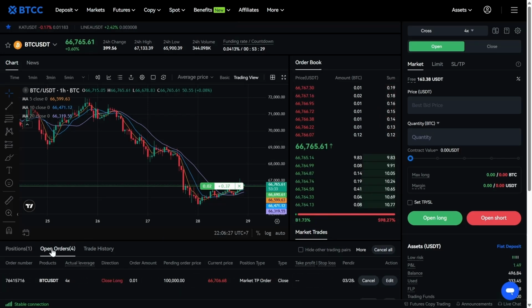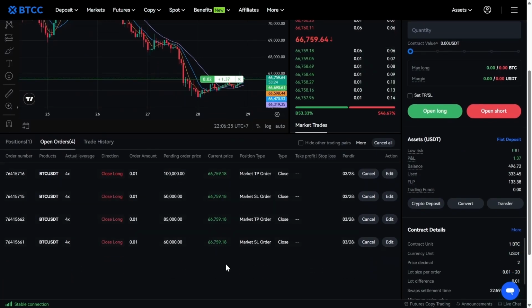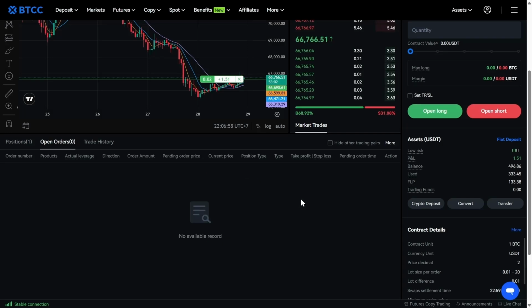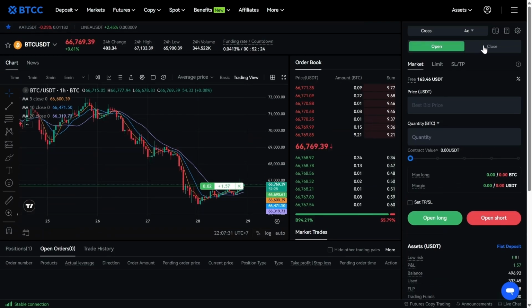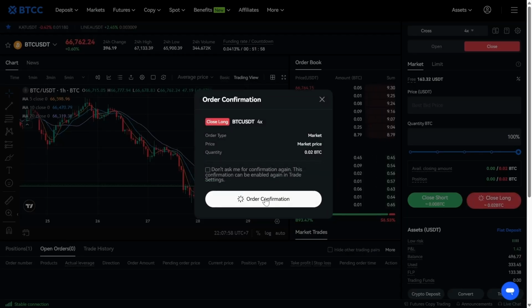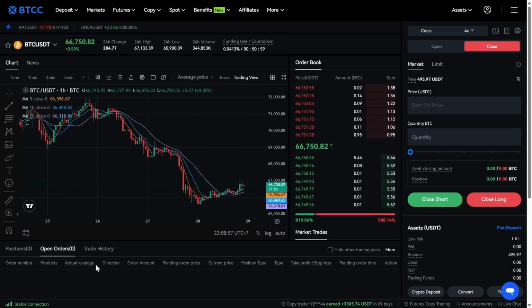And now under open orders, we can see all 4 of the orders that we have created. To cancel them, we can just click on cancel all. And if we want to sell out of our position, go to close. We can either use a market or a limit order. We are going to close our order via market. We can then choose how much of our order we want to close. We are going to close the full amount, and we can click on close long. We can see we now have no positions or open orders.